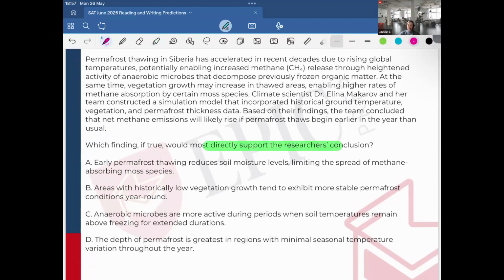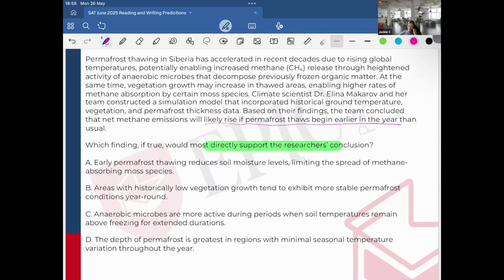So, permafrost thawing in Siberia has accelerated in recent decades due to rising global temperatures, potentially enabling increased methane, CH4, release through heightened activity of anaerobic microbes that decompose previously frozen organic matter. At the same time, vegetation growth may increase in thawed areas, enabling higher rates of methane absorption by certain moss species. Climate scientist Dr. Lena Makarov and her team conducted a simulation model that incorporated historical ground temperature, vegetation, and permafrost thickness data. Based on their findings, the team concluded that net methane emissions will likely rise if permafrost thaws begin earlier in the year than usual.